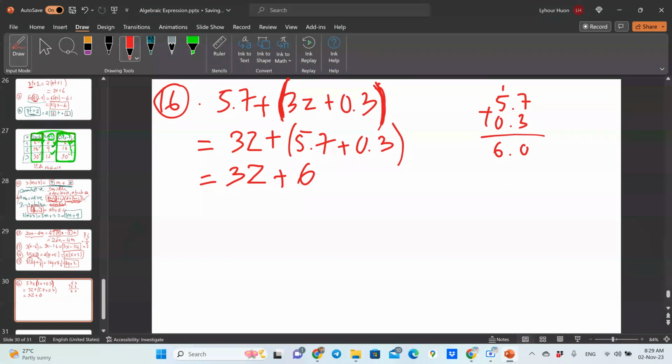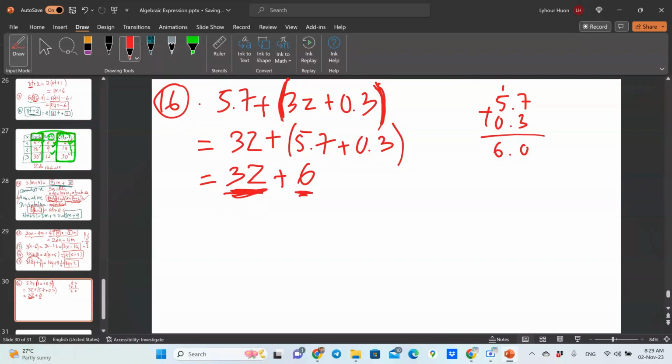Yes or no? This is a variable, right? This is a constant. So a variable cannot be added with constants, right? A variable is a variable.